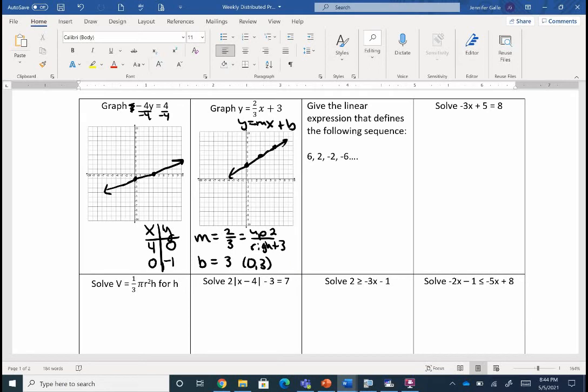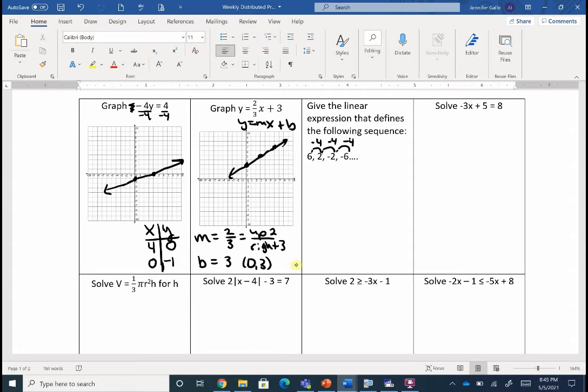The third question in the first row says give the linear expression that defines the following sequence. So in order to do that, we need to find that constant rate of change. So as I look for my pattern, to get from 6 to 2, we would subtract 4. 2 to negative 2, we would subtract 4. Negative 2 to negative 6, we again would subtract 4. So we have that constant difference of 4, or our rate of change. Could also be called our slope if you'd like, if this were an equation we needed to write.